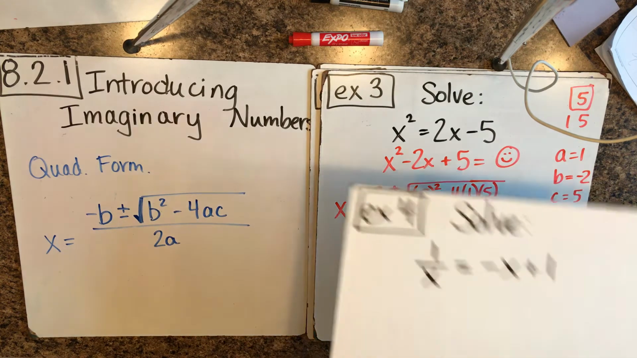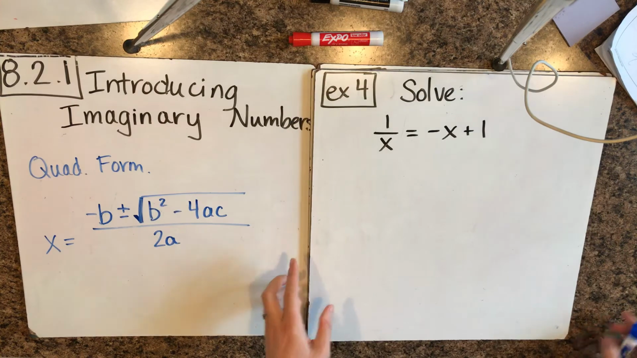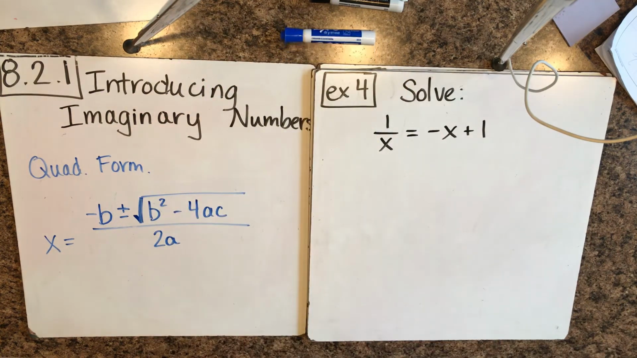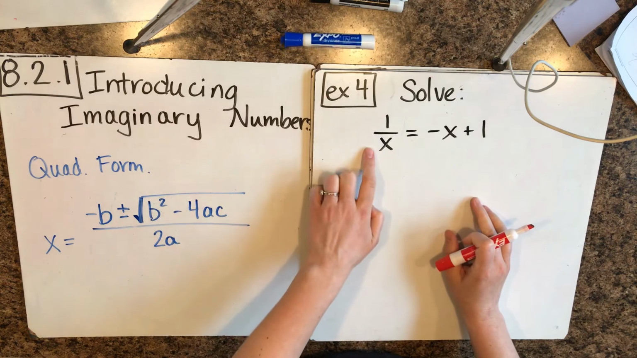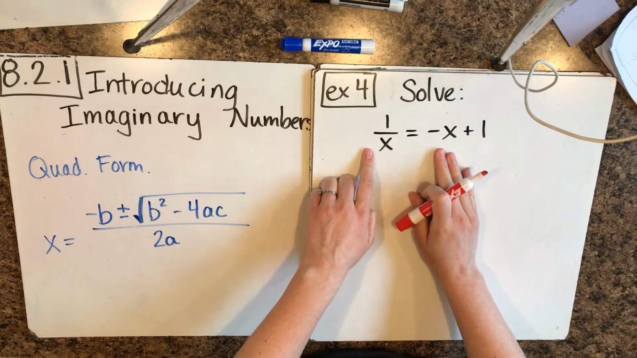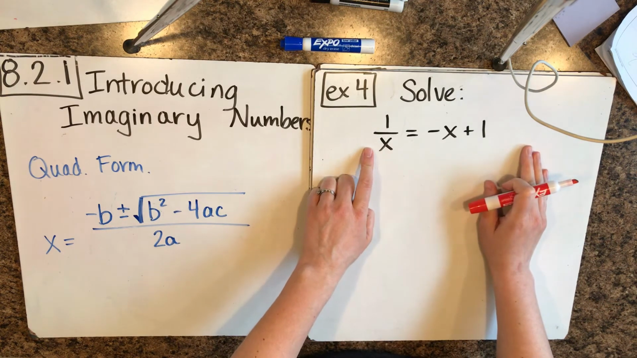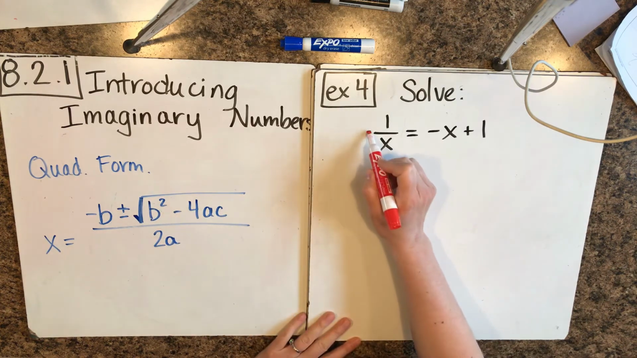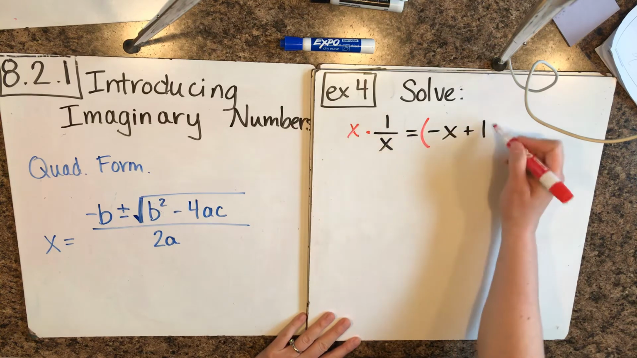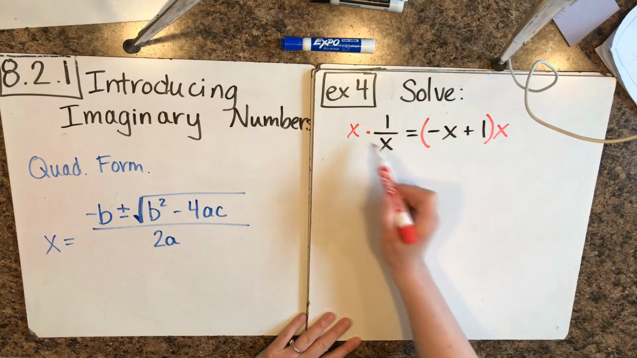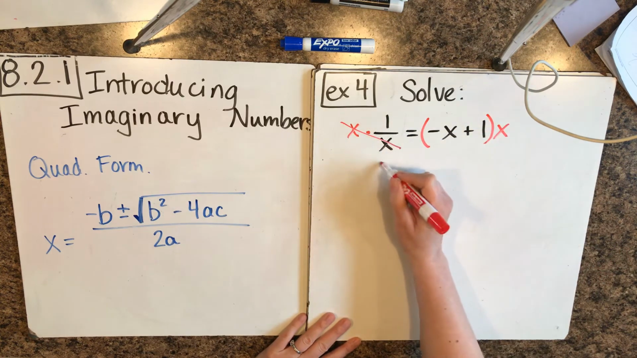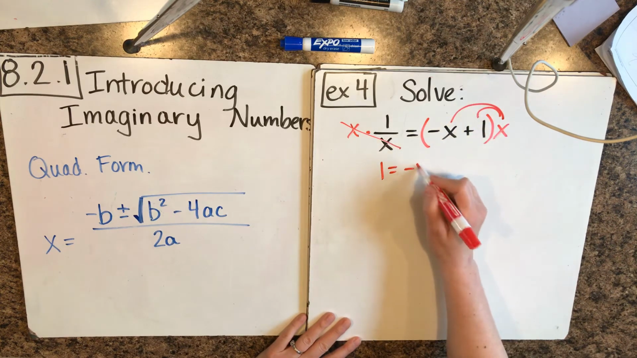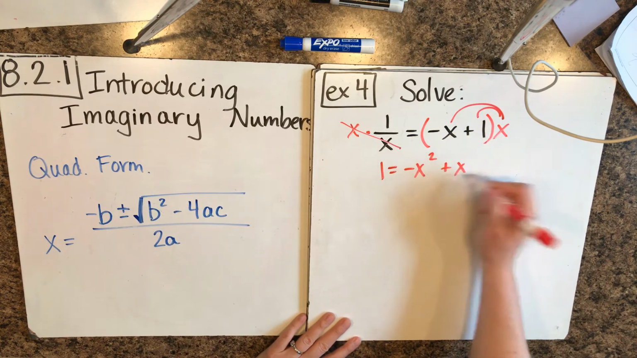One more example for today. Okay, this one looks a little bit crazy, but I promise it's not bad. So this one has a 1 over x, and it equals -x plus 1. And what makes this difficult is we're dividing by x. So to undo, we're going to multiply both sides by x. Okay, on this side, the x's cancel out and I just have 1. On this side, I'm going to distribute the x through. So I get negative x squared plus x.